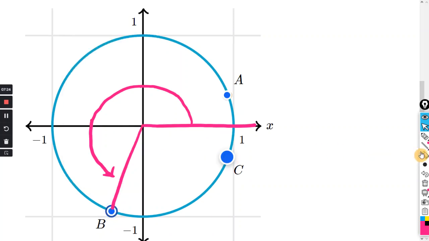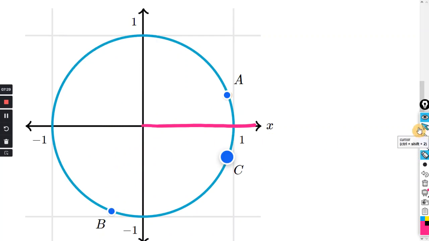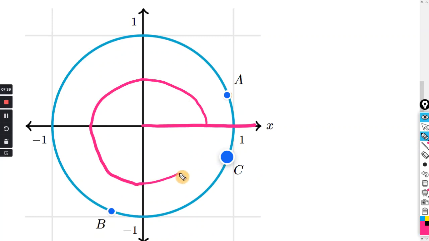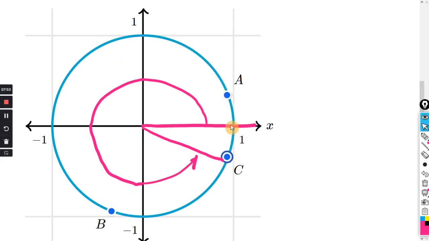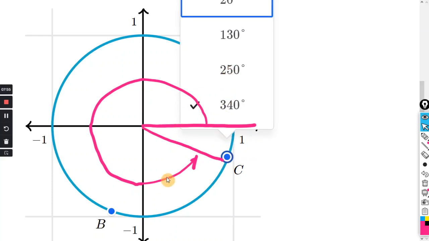And finally, let's look at C. Starting at the x-axis, that's 90, 180, 270, and then a little bit more. This is 270, this is 360. I'm guessing about 300, 320, somewhere around there. Click on 340. It can't be 250 because we went past 270, so it has to be 340.